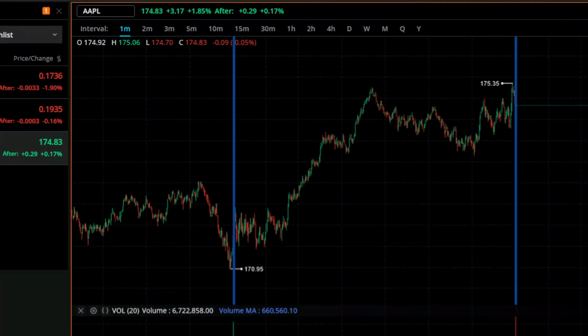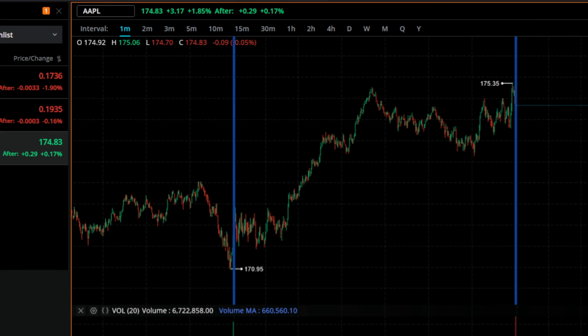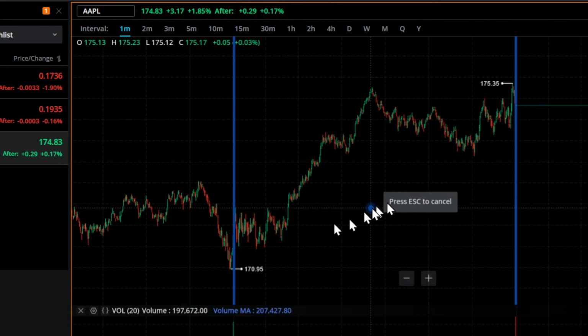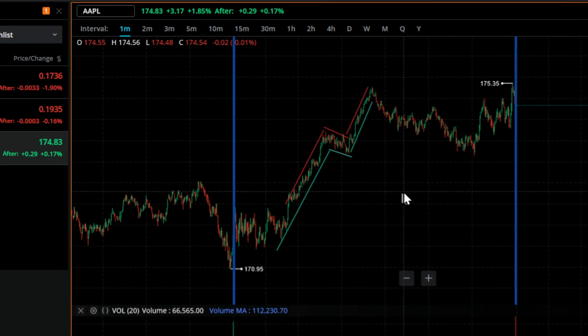All right, so now that we were introduced to our first candlestick pattern, can we spot the bullish flag pattern? We can start by drawing our trend lines. Let's draw our resistance line. And there you have it.